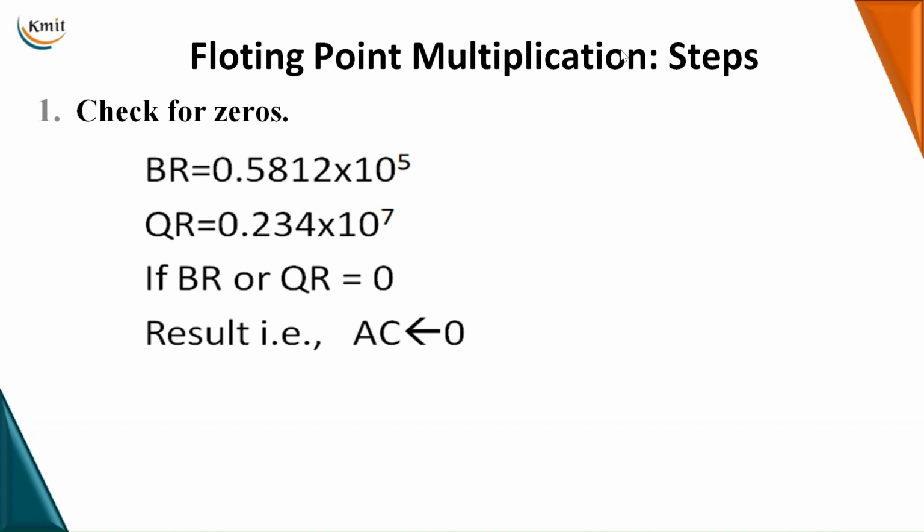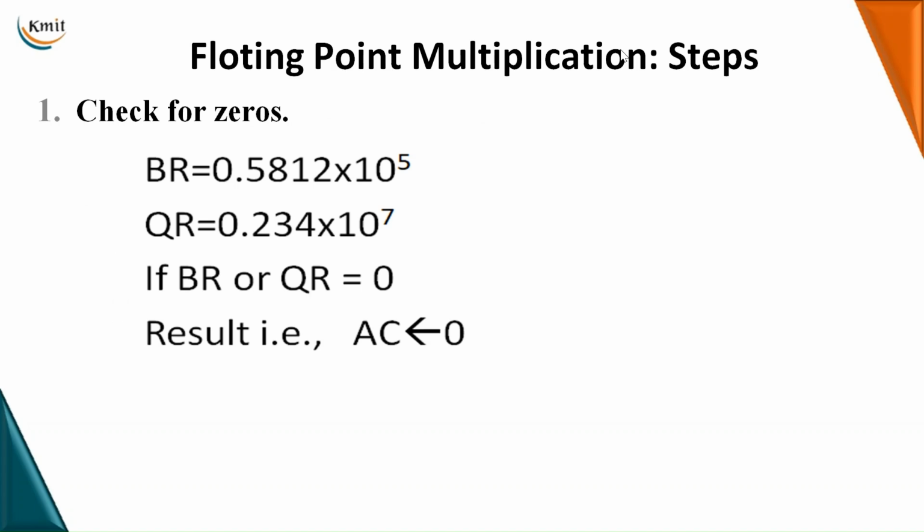So the first step is a check for zeros. As we know, in multiplication we have two operands, one called the multiplicand and the second called the multiplier. Internally in the hardware we have BR and QR registers, where the BR register is used to store the multiplicand and the QR register is used to store the multiplier.